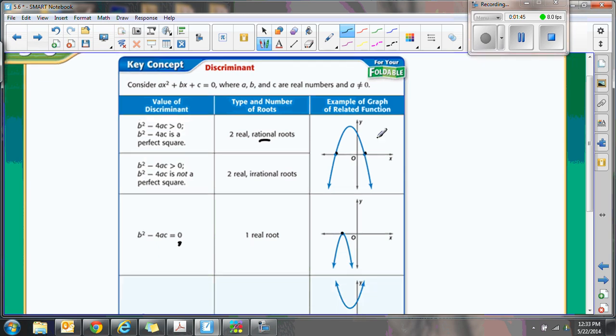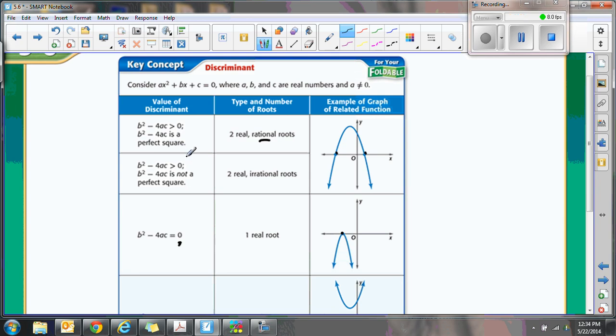So here's my discriminant. The b squared minus 4ac is the part that lives underneath the radical sign. If that discriminant is a positive number, and that positive number is a perfect square, so if it's 1, 4, 16, 25, that means you're going to get two real rational roots. Rational means it can be written as a fraction, so your answer might be a half, might be 2/3, but it's a fraction.